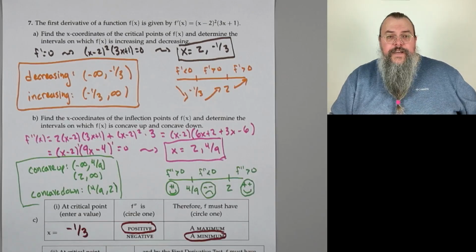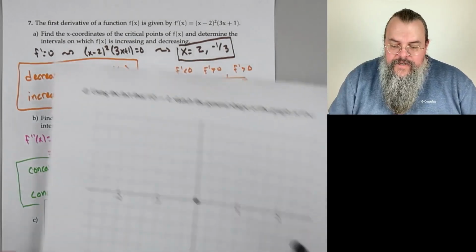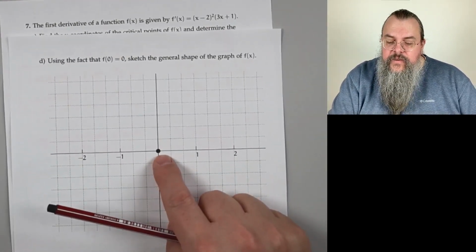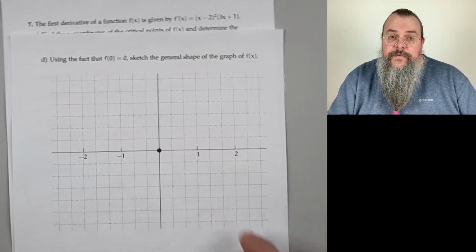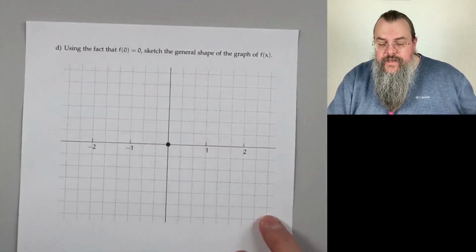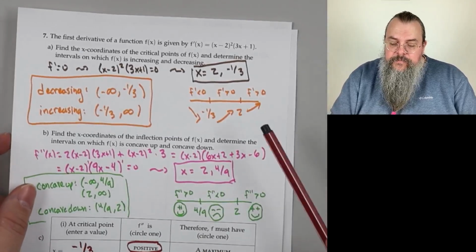All right, so what's the next page? Well, this is a 2-page problem. So part D: using the fact that f of 0 equals 0, sketch the general shape of the graph of f of x. Now, it doesn't say sketch exactly what it is, it just says what's happening. So let's talk about the behavior.